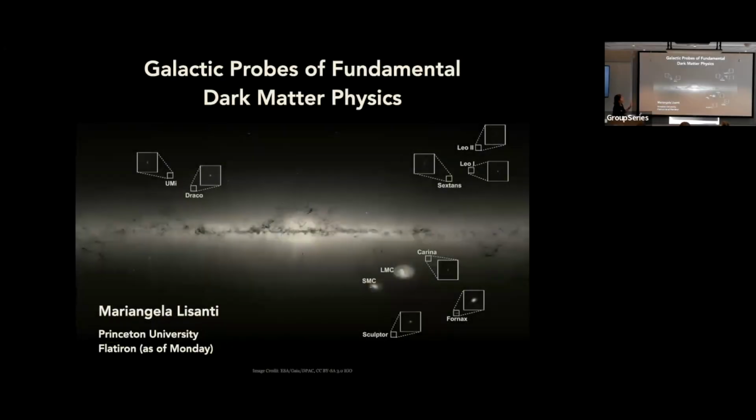The main topic of the talk is to think about ways in which we can link the fundamental properties of dark matter. By fundamental here, I really mean the particle physics properties. What's its mass? What are its interactions? We start off with a particle physics Lagrangian for our dark matter model.